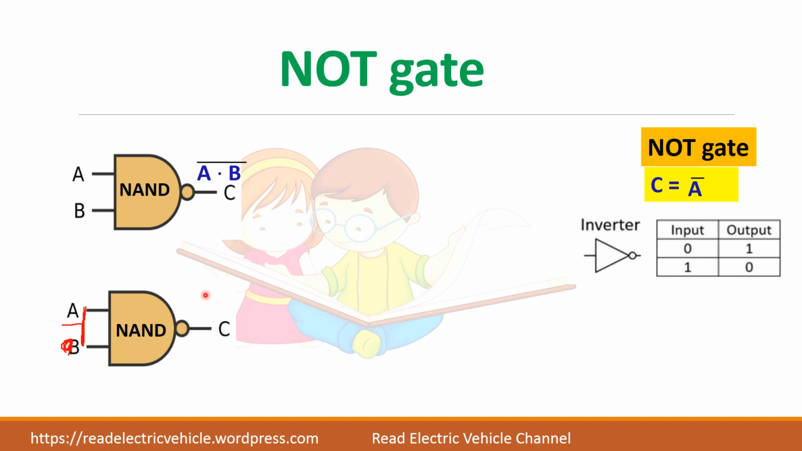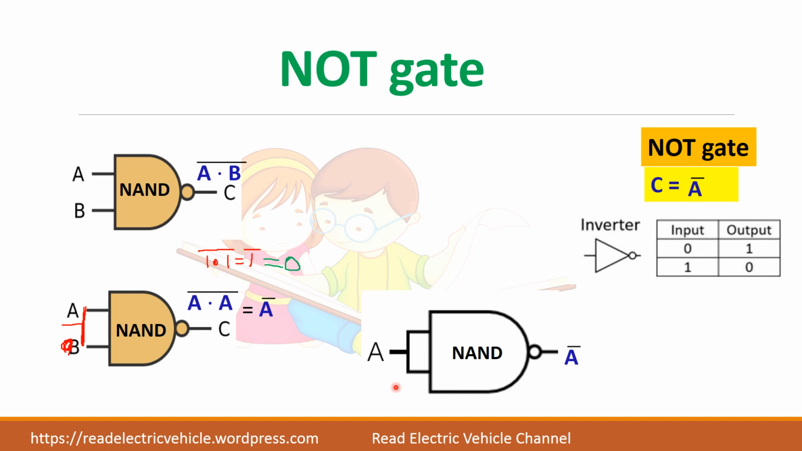Now what will be the output here? We know the output of NAND gate is A dot B the whole bar. So here it is A dot A the whole bar. What is A dot A? According to Boolean law, A dot A is equal to A. So your output is A bar. Building a NOT gate using NAND gate is very easy. So this is the realization of NOT gate using NAND gate.